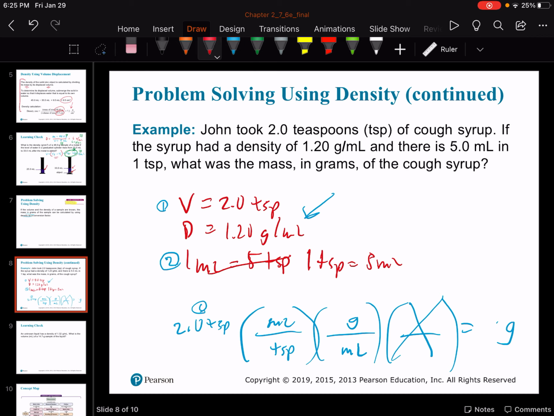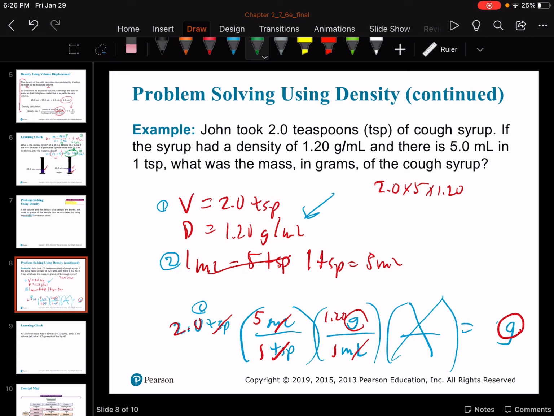So I know that there are 5 mils for every 1 teaspoon, and it's 1.20 grams per 1 mil, and I've got 2.0 teaspoons. My teaspoons cross off, my mils cross off, and I'm left with grams, which is what I wanted. Okay? So that's 2.0 times 5 times 1.20, right?